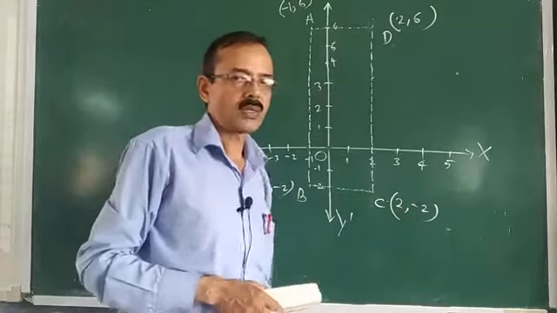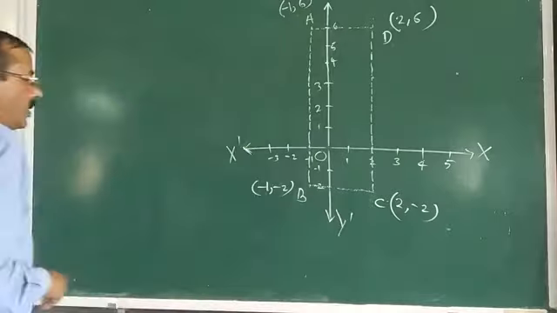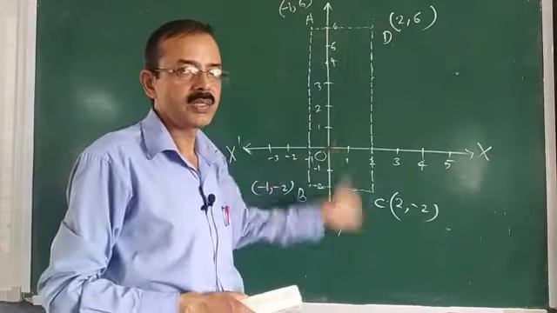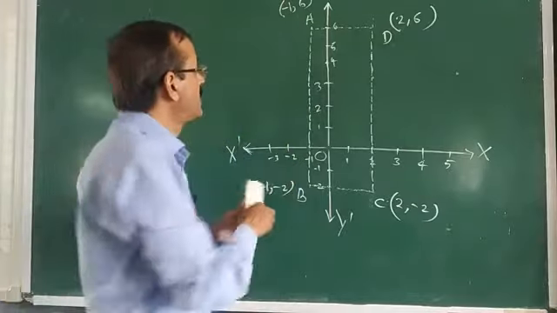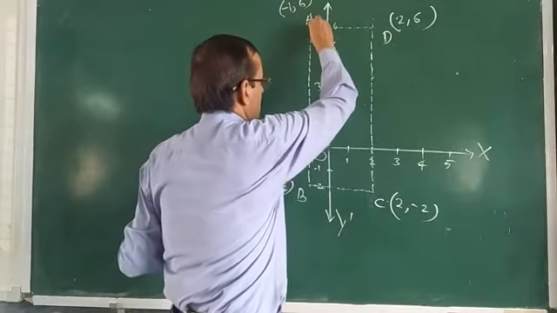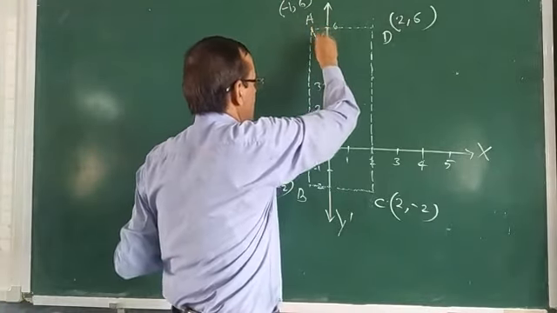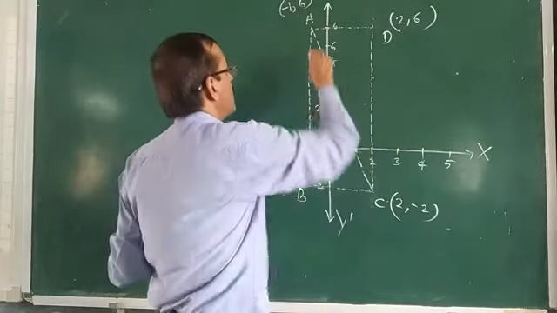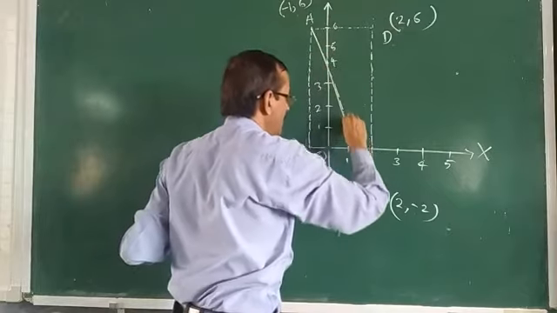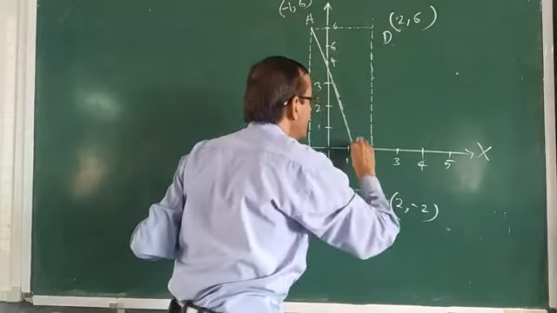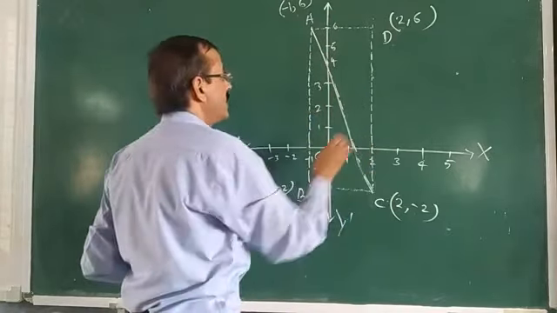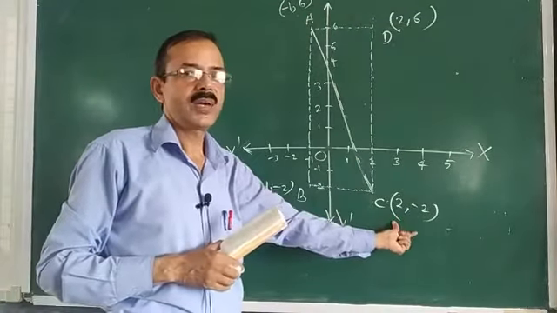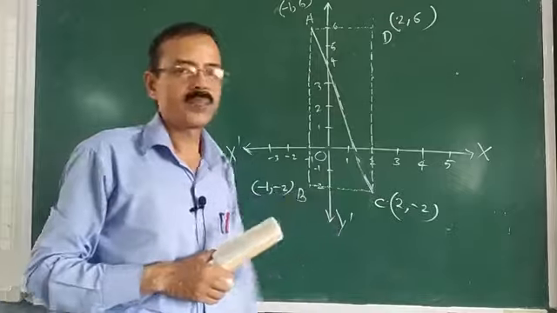That is a rectangle. Now two diagonals will be AC and BD. This is the AC diagonal. So we have to find the equation of this diagonal AC. 2 points are given. By using these 2 points, we have to find the equation of diagonal AC.